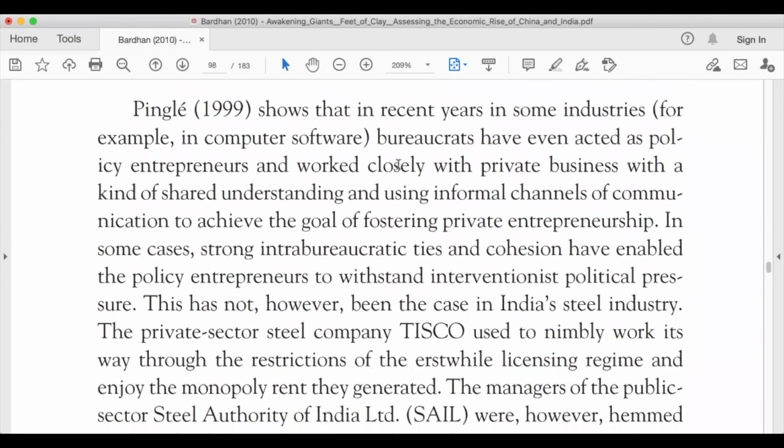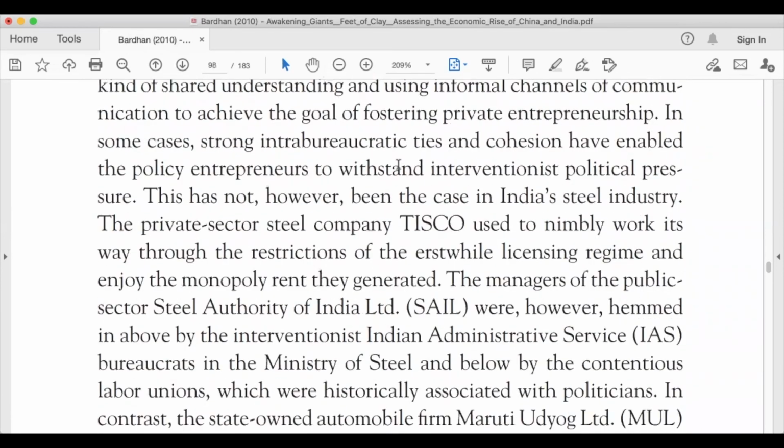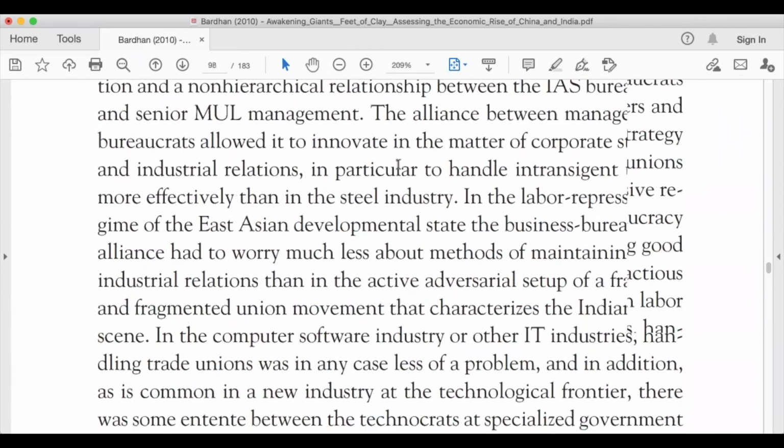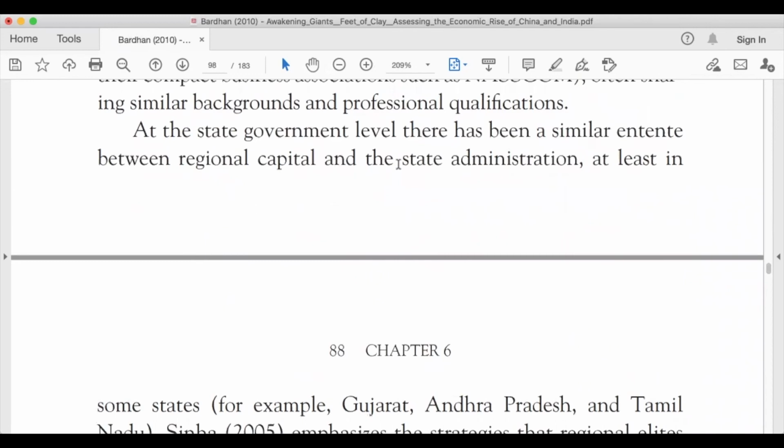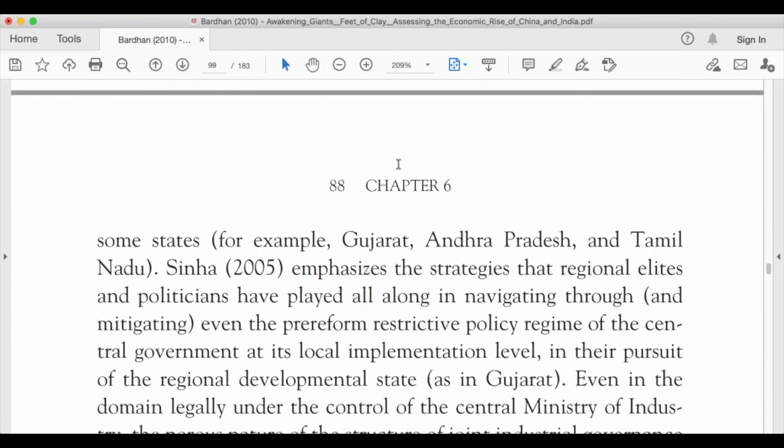So he goes on to talk about what has happened in some of these new developments. I'm going to skip through this section. At the state government level, there's been a similar entente between regional capital and state administration, at least in some states. For example, Gujarat, Andhra Pradesh, and Tamil Nadu.